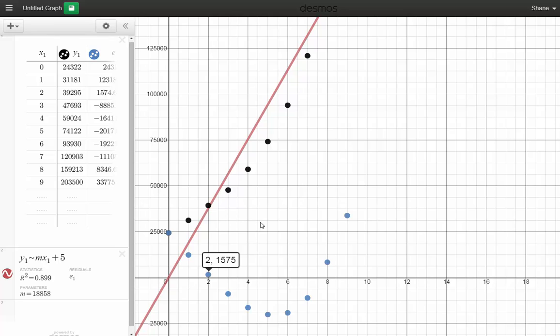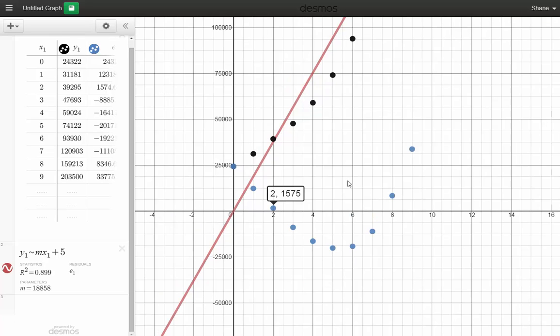Okay, now we might come back and say, well, maybe a line is not the best curve to go through this data. So let's try a different kind of curve. Maybe a line doesn't work well. Let's try one that is one level up in terms of polynomials. So let's try a degree 2 equation, a quadratic.